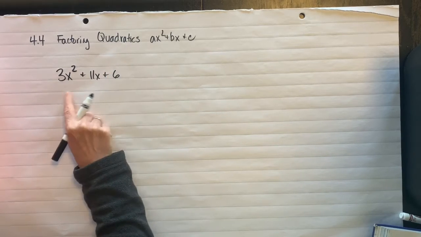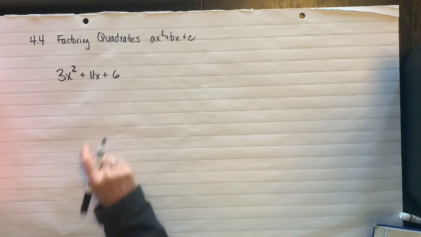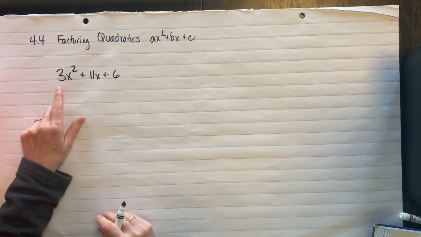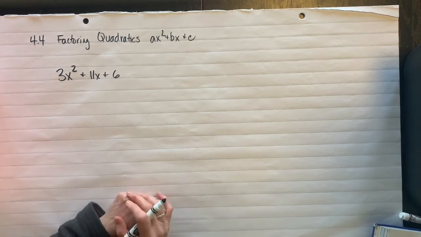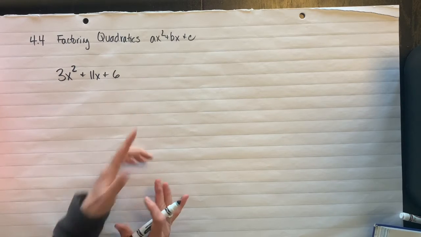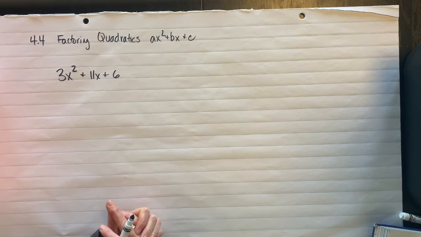So again, anytime you look at any expression, first make sure you can't pull a common factor out. I can't pull anything out here because 3, 11, and 6 don't have a common factor. I can't pull a variable out because I have x squared, x, and no x. So right now it would look like I couldn't factor this. However, if we use the method of decomposition, which is what I'm going to explain, you can actually factor it.